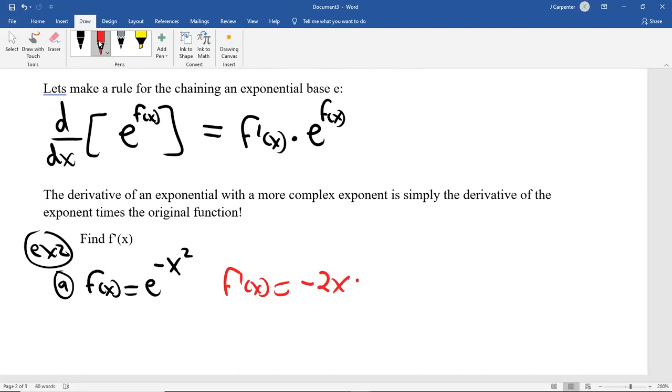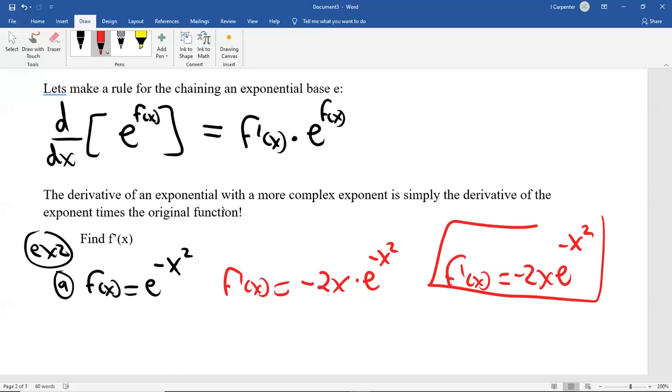Then times, so again, that's this part. All I've done so far is that part. Then times the original function. Well, the original function is e to the negative x squared, so times e to the negative x squared. I don't really need that dot there, so f prime of x is negative 2x times e to the negative x squared. Or df dx, however you want to write it.